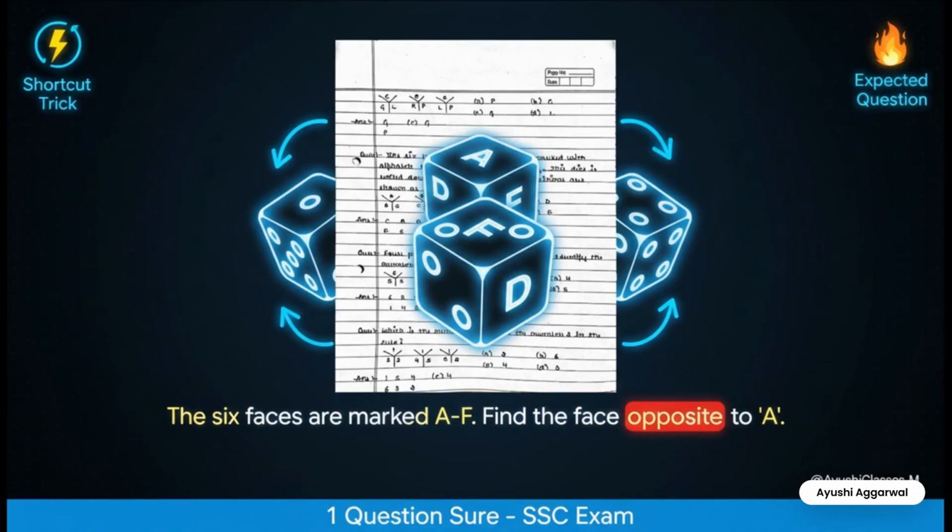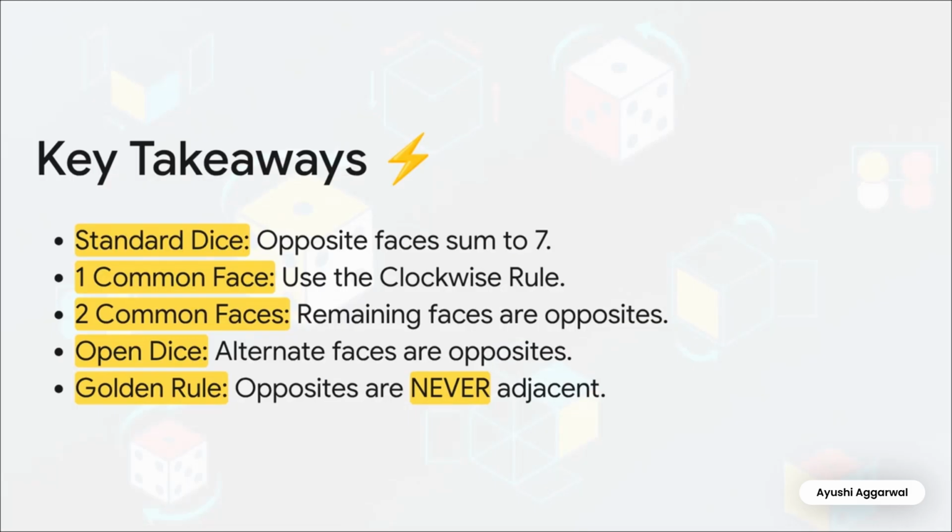Next question. This time we have letters instead of numbers, but don't worry, the rules are exactly the same. We need to find the opposite of A. So let's try comparing dice 1 and 3. What's the common letter there? It's B. Perfect. So let's apply our clockwise rule. In dice 1, clockwise from B is A. In dice 3, clockwise from B is D. And there we go, straight to our answer. A is opposite to D. It's just that easy. So let's do a super quick recap of everything we learned.